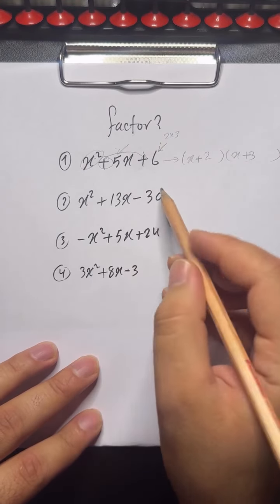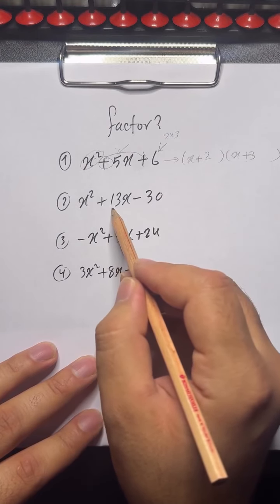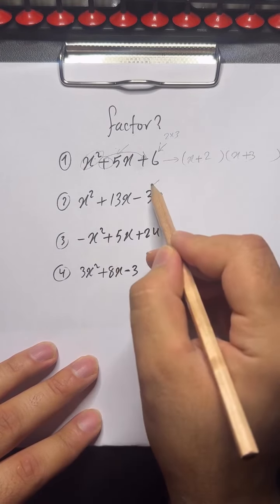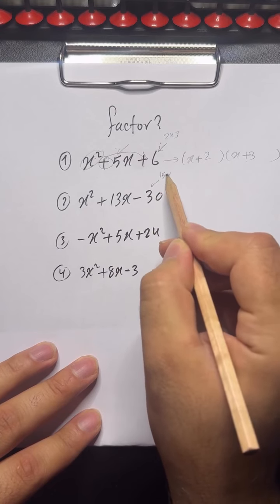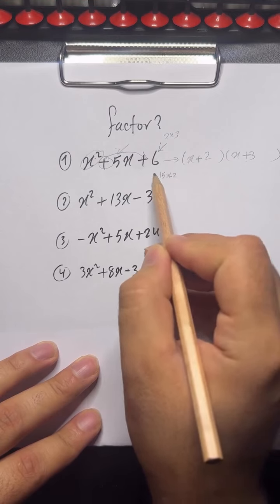In the second one, we should find two numbers. If you multiply them, it will be negative 30, and if you add them, it will be 13. So the best option for that one will be 15 multiplied by 2, so we can change it to 15 multiplied by negative 2.